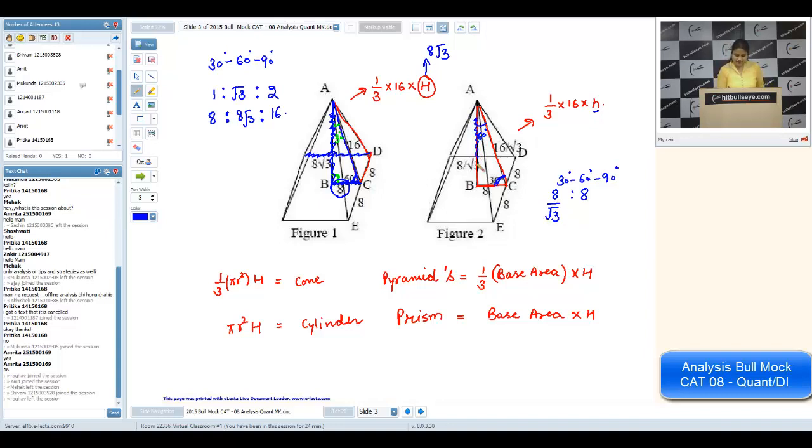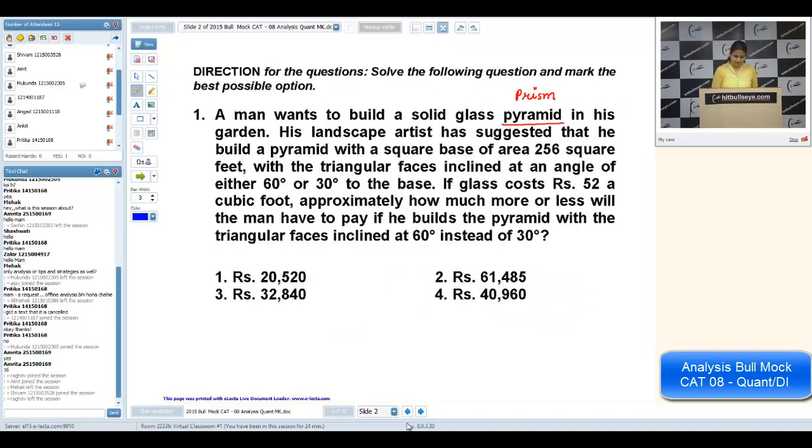So what is the height of the second pyramid? It will be 8 by √3. Now since you have calculated the volume part, coming to the question once again, it says the glass costs ₹50 to a cubic foot. Cubic means you are calculating volume only. The glass costs ₹52. So we want to find the difference.